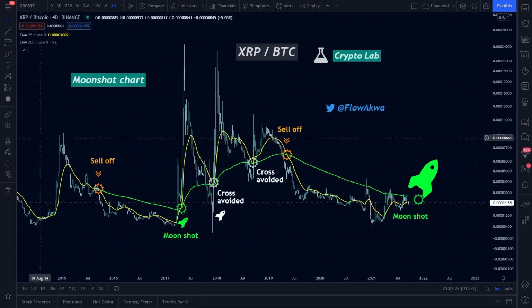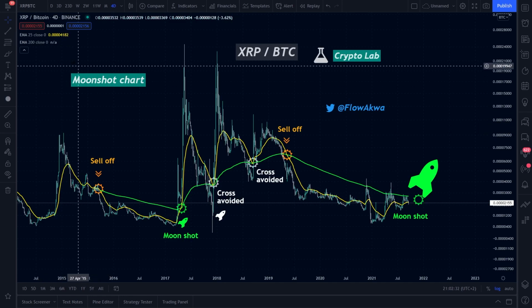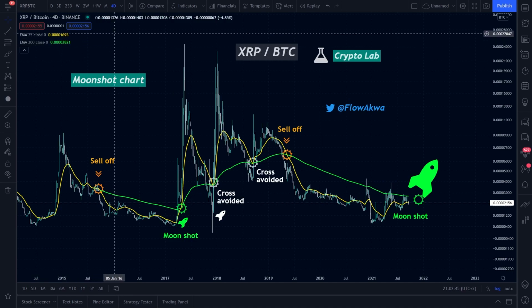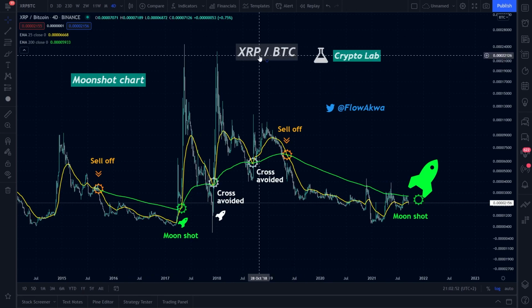And last but not least, I will give you an update on the Moonshot chart. If you're new here, on this chart, I'm using two exponential moving averages. The first one is the 25 exponential moving average, and the second one is the 200 exponential moving average. Also, you need to pay attention to the time frame. I am on the 4 days time frame and I'm using the XRP against BTC charts.